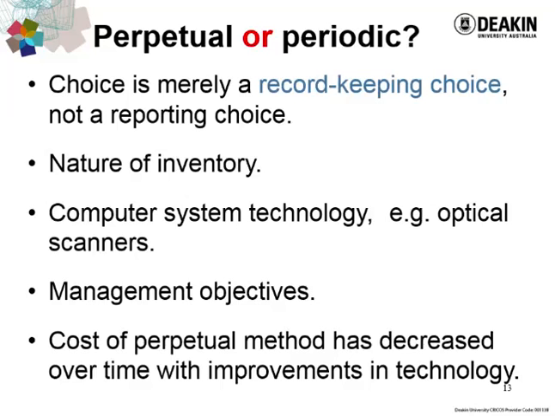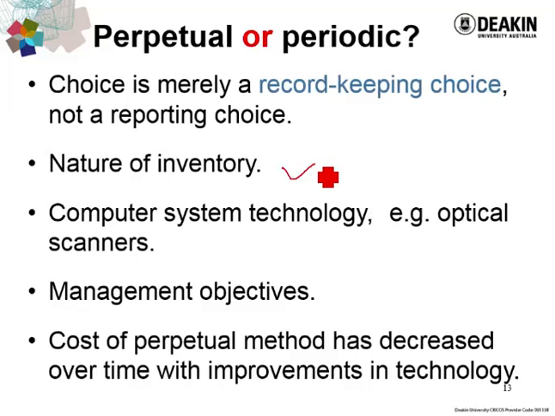So, should a company use perpetual or periodic method? It is really up to the company. And note that the choice between perpetual and periodic method is only a record-keeping choice. It is not a reporting choice. What does it mean? It means companies do not need to disclose whether they use perpetual method or periodic method in the annual report. And of course, the choice depends on various factors. It depends on the nature of inventory, for example. If the inventory has more stable costs, periodic method seems fine. Otherwise, perpetual method is preferred.